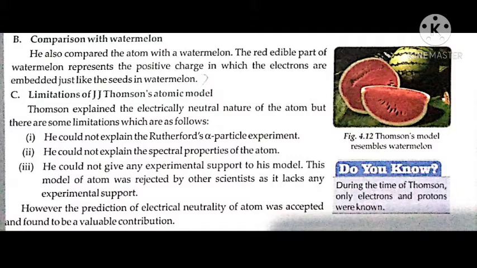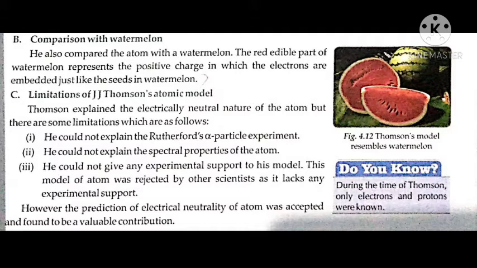Limitations of J.J. Thomson's atomic model. Thomson explained the electrically neutral nature of the atom, but there are some limitations which are as follows. He could not explain Rutherford's alpha particle experiment. He could not explain the spectral properties of the atom.